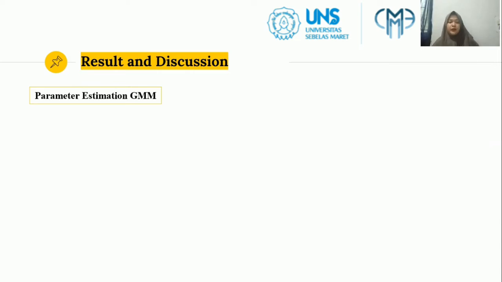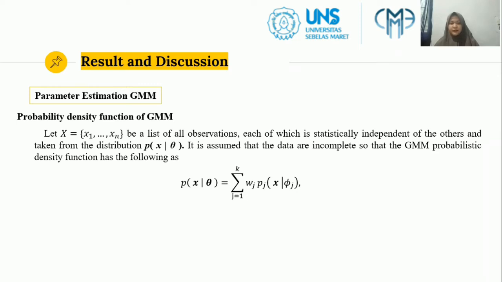The steps of estimating the GMM parameters are, one, determine the probability density function of GMM. Let X, x1 until xn, be a list of all observations, each of which is statistically independent of the others and taken from the distribution P(x) with condition theta. It is assumed that the data are incomplete, so the GMM probabilistic density function is as follows.